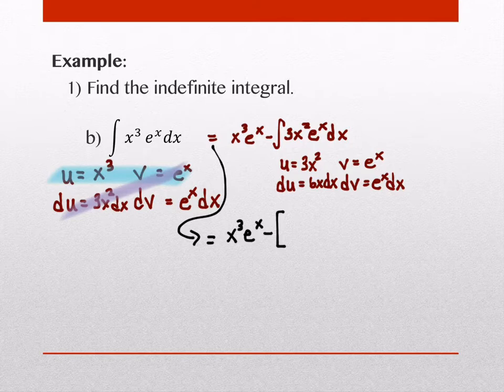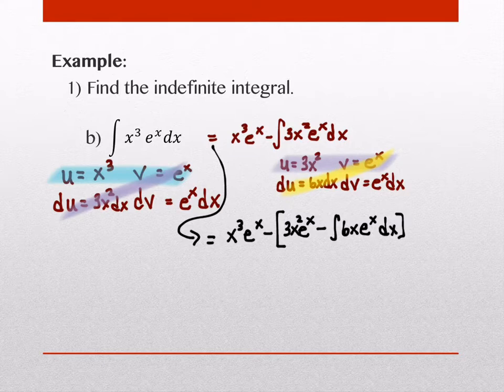But I need another u, v, so that's across the top. So that's 3x squared, sorry, e to the x, minus the integral along the opposite diagonal. So the other diagonal right here gives me a 6x and an e to the x and a dx.